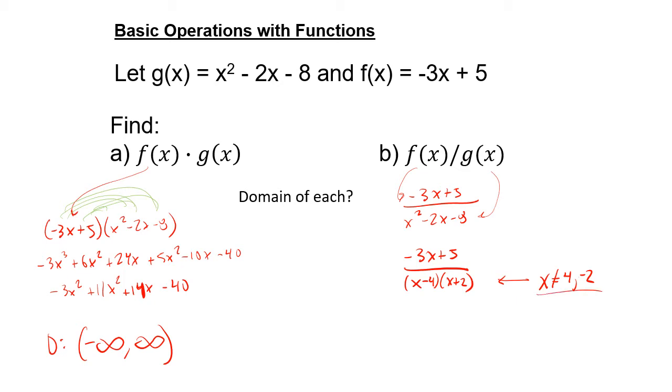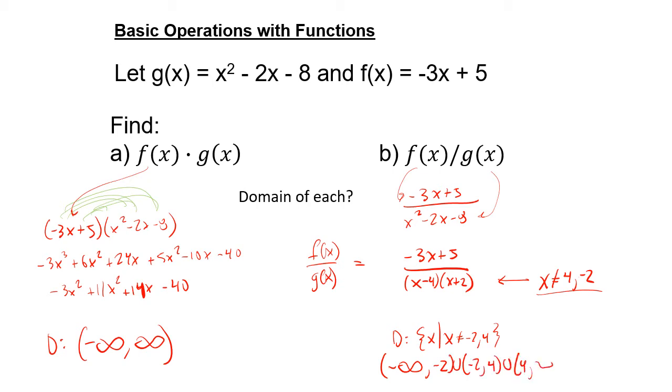just say this is f of x divided by g of x, but x cannot equal 4 or -2, or you can write the domain. You can write something like the set of all x such that x cannot equal -2 or 4, or an interval notation, which is a little tedious, but no big deal. -infinity to -2, can't be -2, -2 to 4, can't be 4, and 4 to infinity.